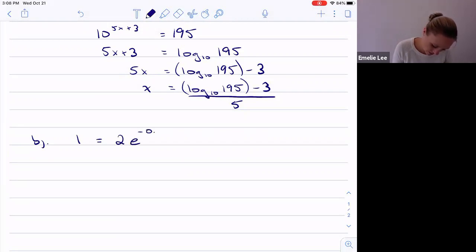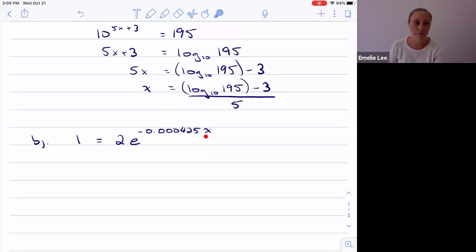For the next one, if we have to solve for x, if 1 equals 2e to the power of negative 0.000425x. So again, we've got this x up in the power, in the exponent, and so we have to use logs to bring it down.